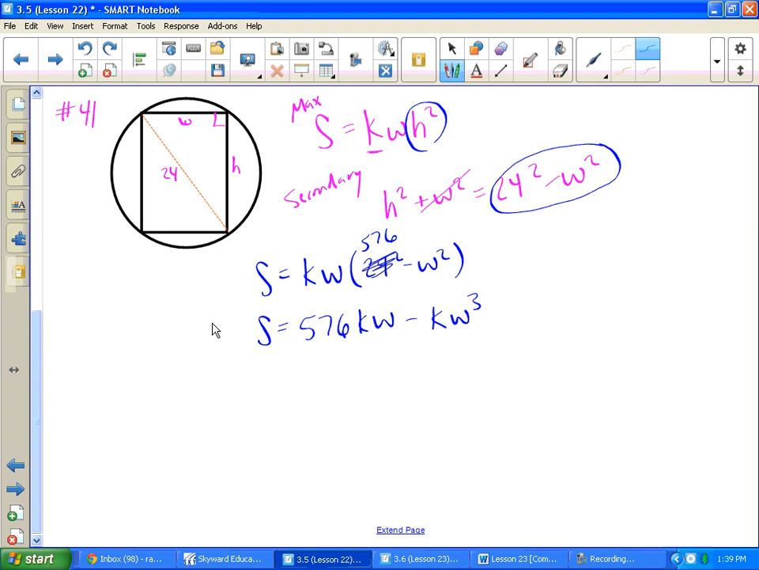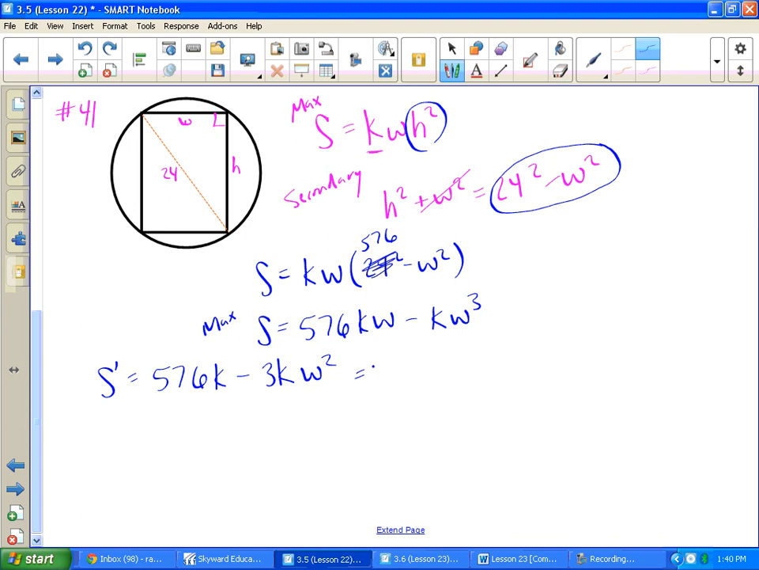And what do I have to do if I want to maximize this? Take the derivative. So I take the derivative, and isn't k a number? So this is all a number here, times w. What do I get? 576k. Good. And then back here I take the derivative. Again, this is just a number, so I pull the 3 down, and I multiply it by the k, that number there, and then I have w to the second, right? And what do I do with this now? Set it equal to 0.